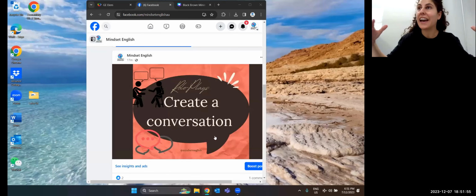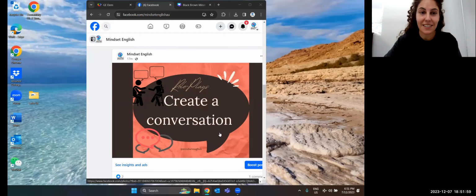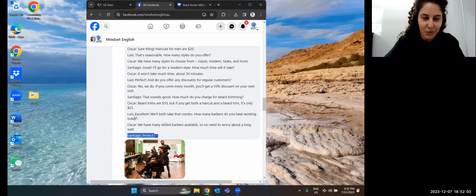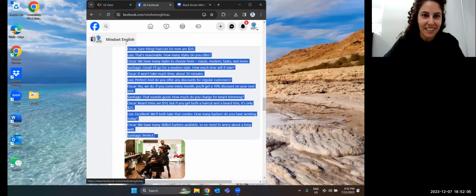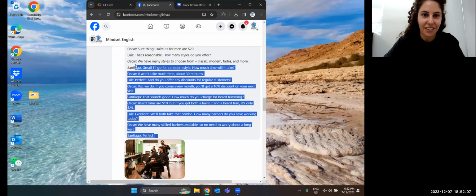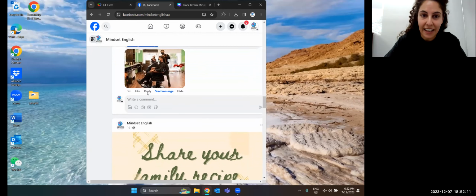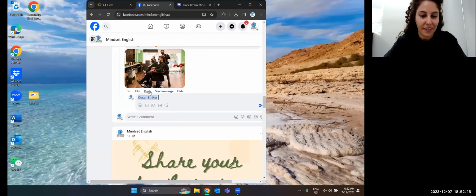Okay, so we were looking at creating conversations. I have one ready by Oscar. So let's look at the English and see what Oscar, Lewis have created. So they're at the hairdresser. That's like at the hairdresser or a barber shop.